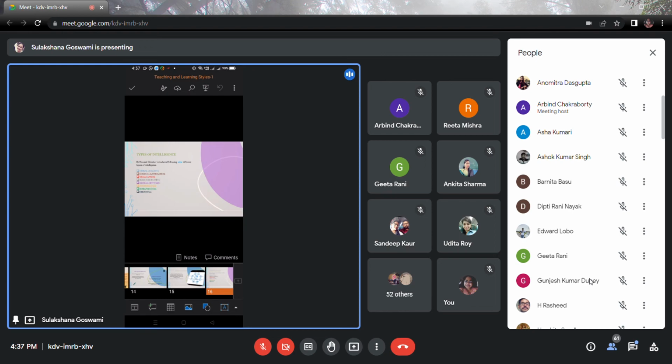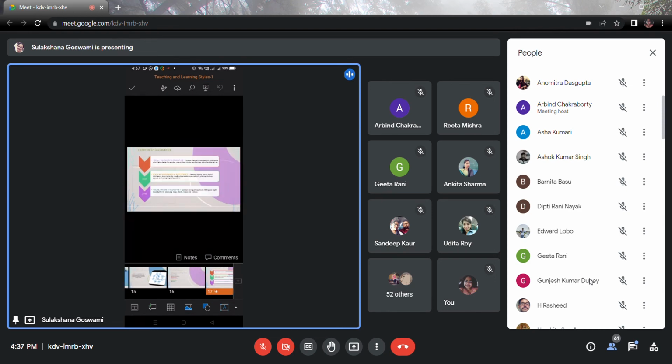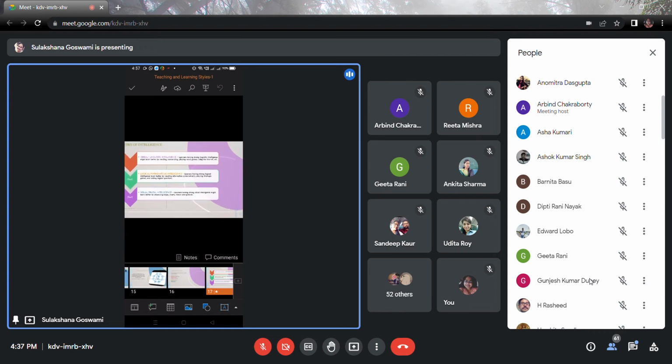Next, naturalistic, and then existential. So let's go through them one by one. So first, verbal or linguistic intelligence. These are suitable for the learners who have a strong linguistic intelligence. That means they can learn better by reading, memorizing, playing word games, using the internet, etc. They can play things well and use humor when narrating or writing stories.